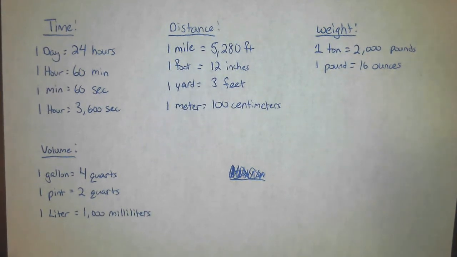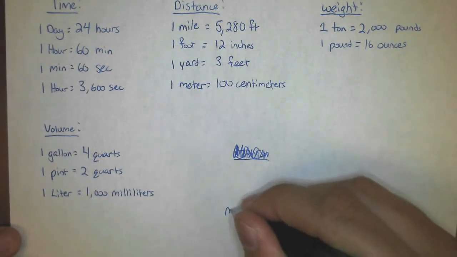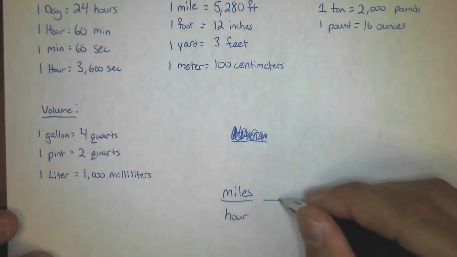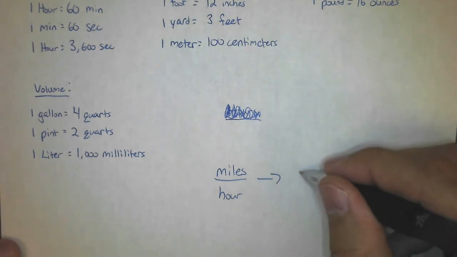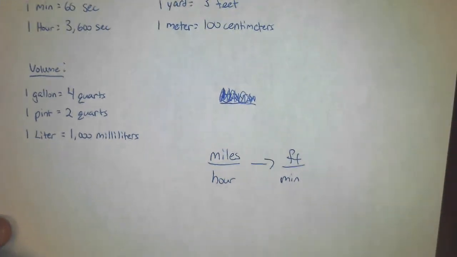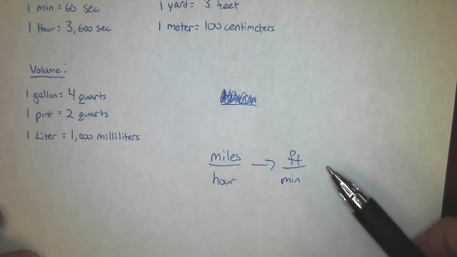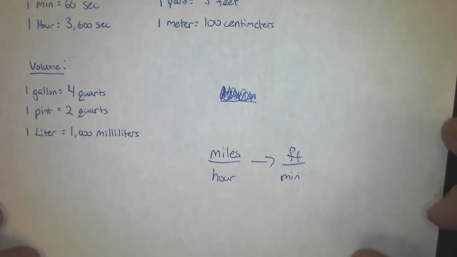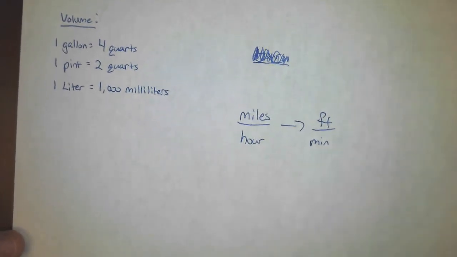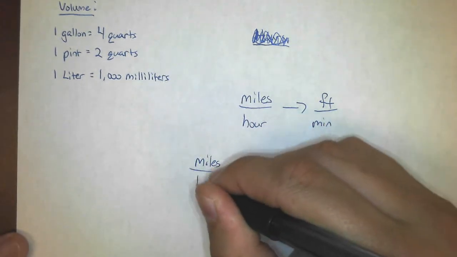So I'm going to start off with an example, and I want to take miles per hour, and I want to convert that over to, we'll say, feet per minute. Now again, it's in a fraction. All this fraction is saying is miles per hour and feet per minute. Okay? So I don't want to worry about numbers yet. I just want to focus on how to convert the units. So we're going to start with miles over hours.